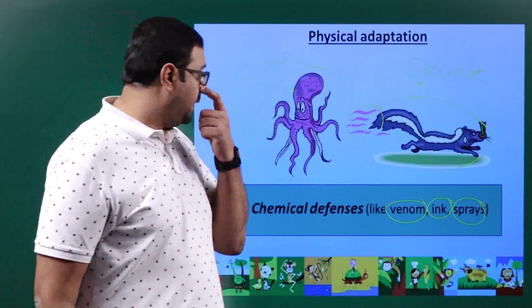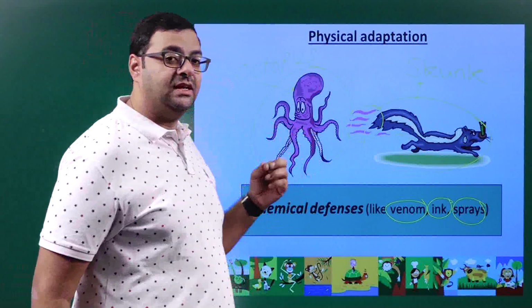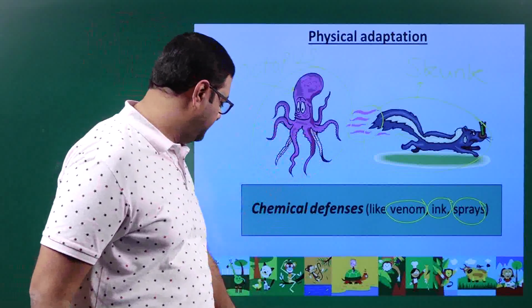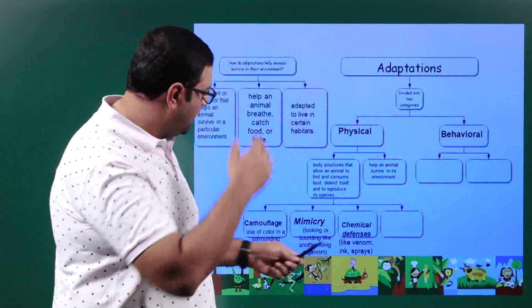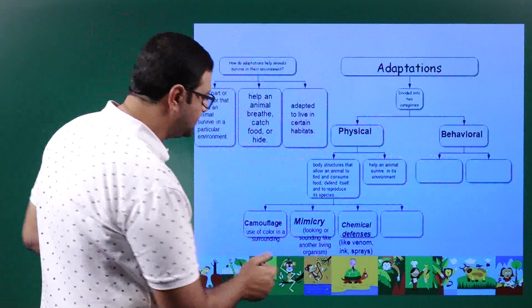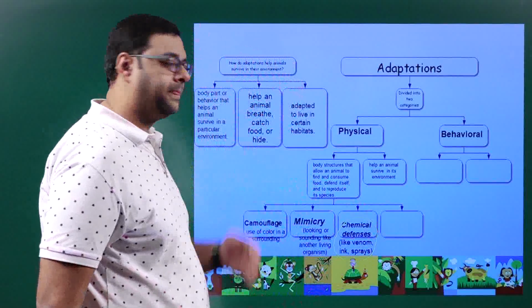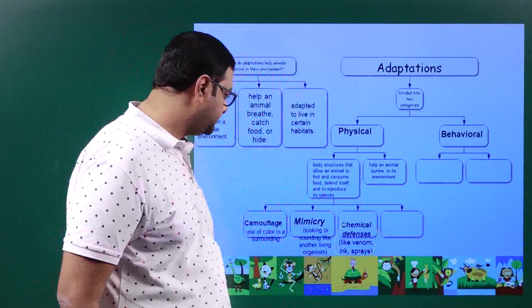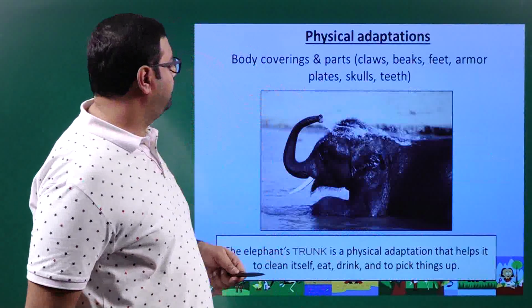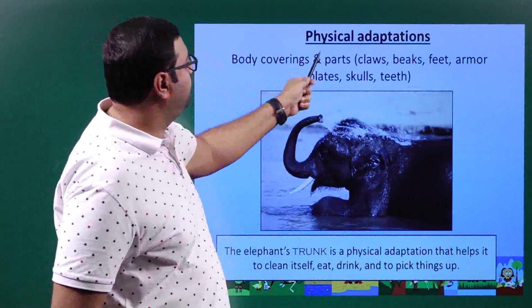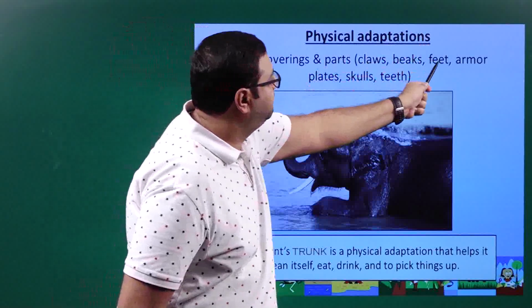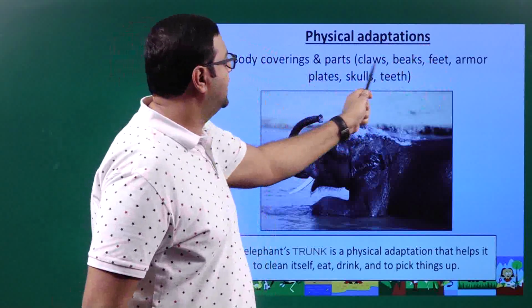So this is one of the physical adaptations that I have shown you. I have filled in here the chemical defenses, in which you have venom, ink and sprays. All right, then moving on. Physical adaptations: body covering and parts, claws, beaks, feet, armor plates, skull and teeth.